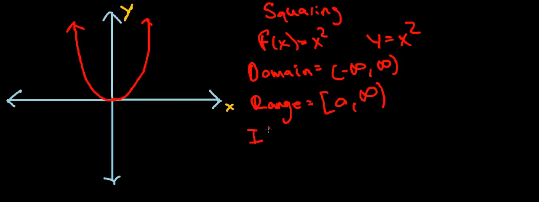So now increasing, decreasing. Again, I like to start over here, read from left to right. So here, our y values are decreasing. Our y values are going down right up until we get to 0. Then from 0 to infinity, our y values start going up again. So this is decreasing from negative infinity to 0. But 0 is not included.